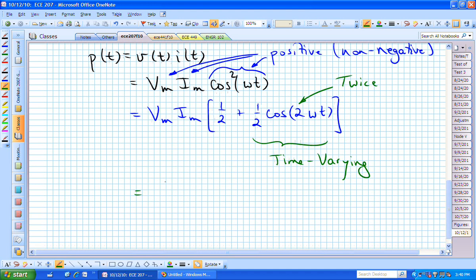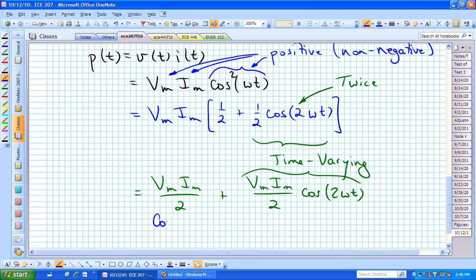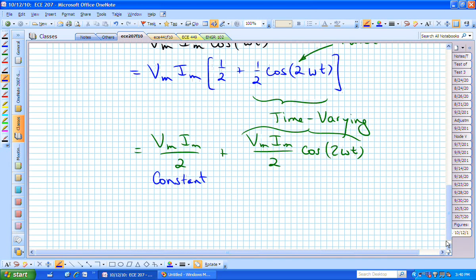So we could then say that we have a V sub m I sub m over 2 piece, and we have a V sub m I sub m over 2 times the cosine of 2 omega t piece. Here's our time varying piece, and we have this constant piece. If I ask you for the average power, this is the instantaneous power, that expression. This is P of t, for each instant of time t.